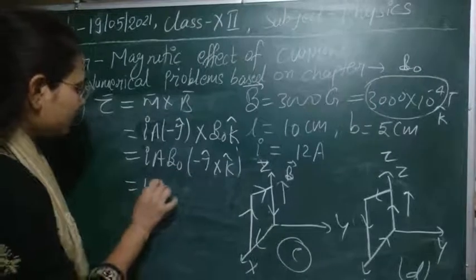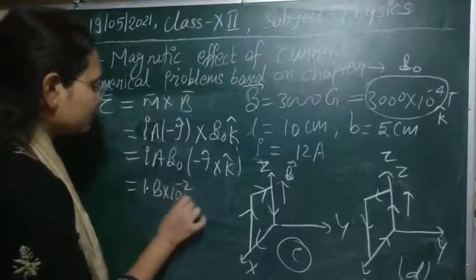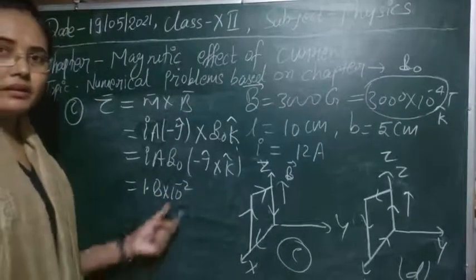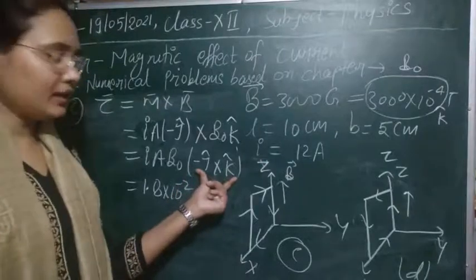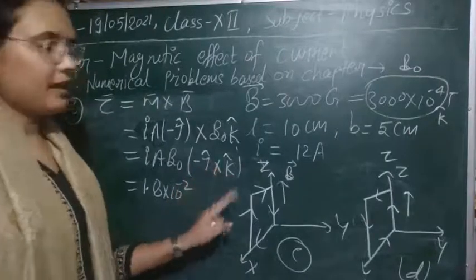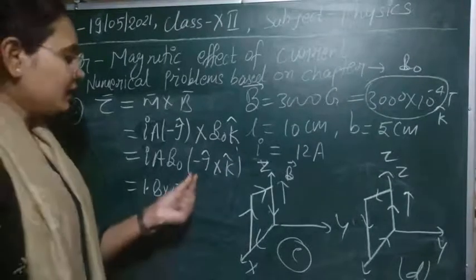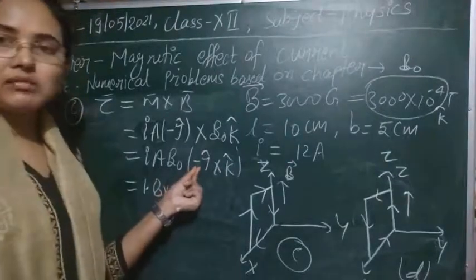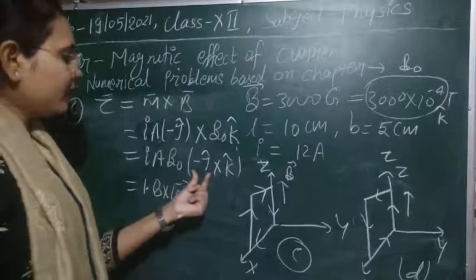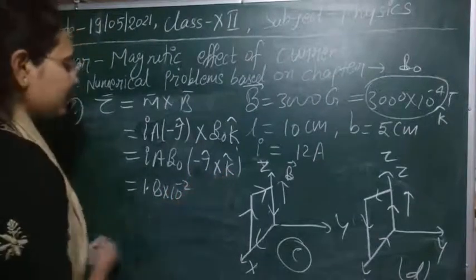Again, this magnitude we have solved in the previous two cases, and that is again the same value. This should equal 1.8 into 10 power minus 2. Clear? But we can see the direction is different here. As J cross K, you know that it is equal to vector I, but here as it is minus given, we will have minus I.